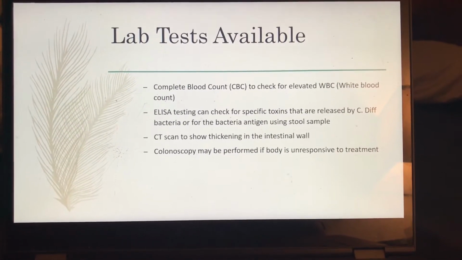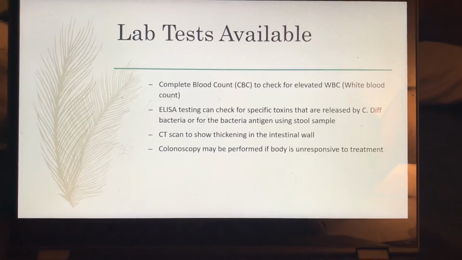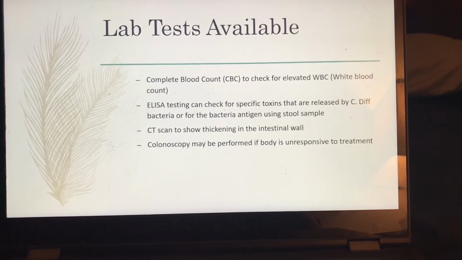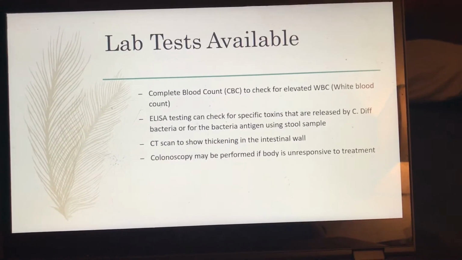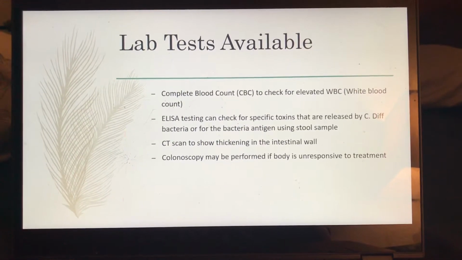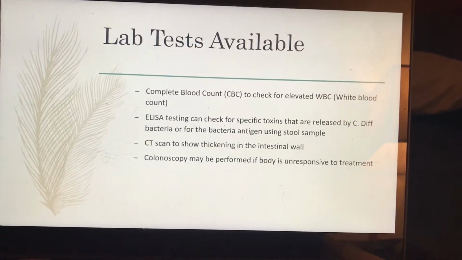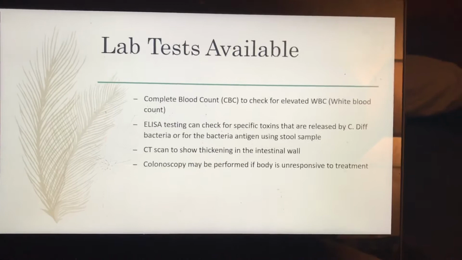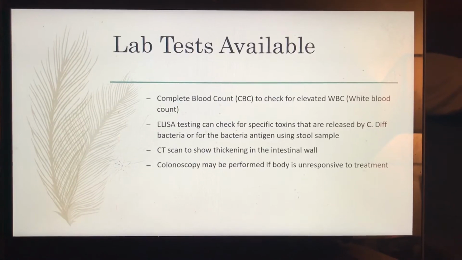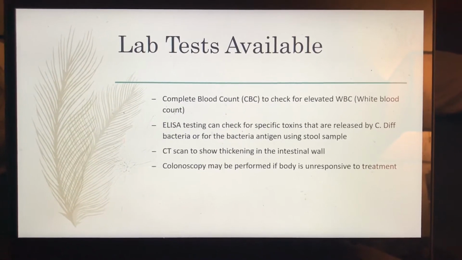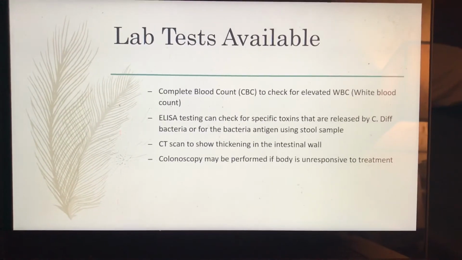And then there's also the complete blood count, which would test for high levels of white blood cells, which would indicate an infection in the body. Another thing that they might do is a CT scan, which would show any thickening in the intestinal wall. And then the last one would be a colonoscopy, which may be performed if your body is unresponsive to treatment in the first place. Colonoscopy is a scope that goes in through the anus up into the colon and does imaging inside the colon. I don't really know how else to explain it, but it just does imaging through the internal organs.